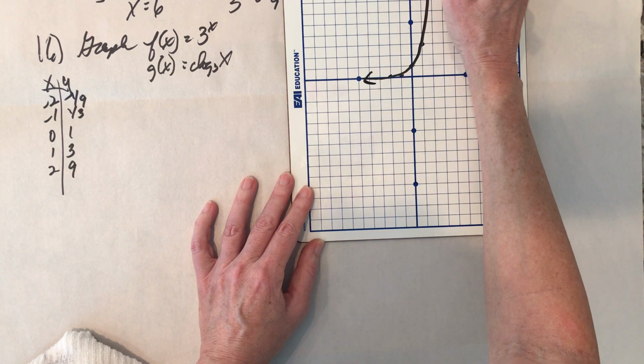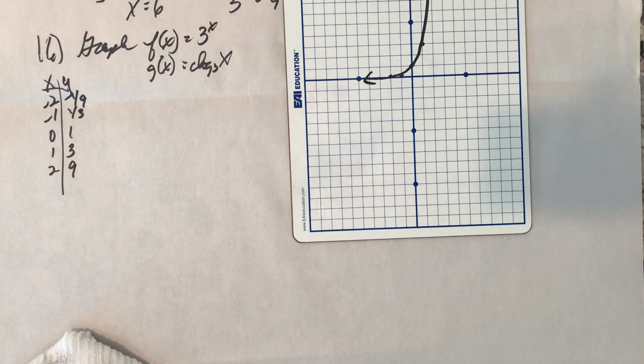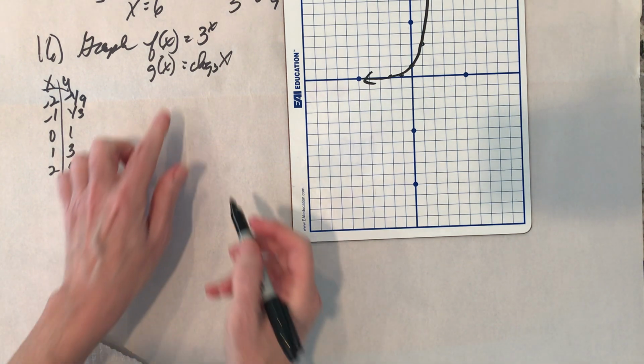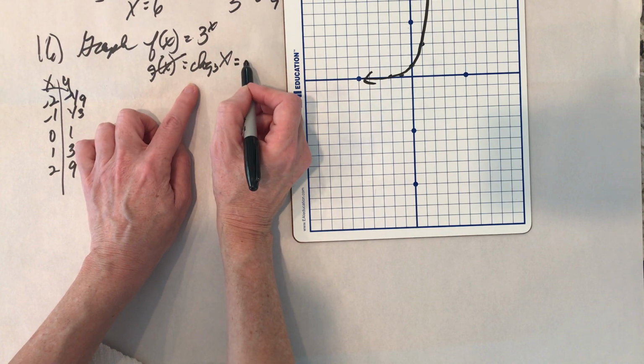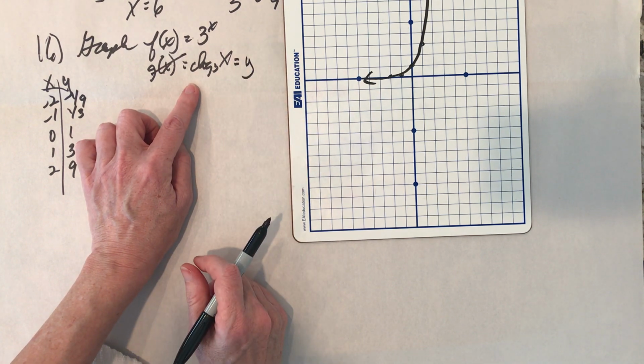And that's f of x. That's the exponential graph. Now let's look at the logarithmic graph. In order to do this logarithmic graph, I'm going to move this guy over here and call it y.